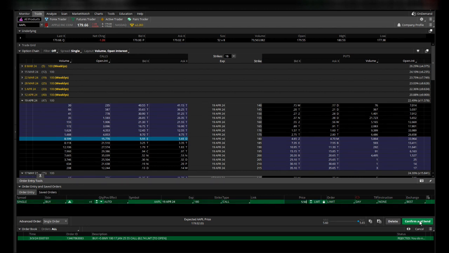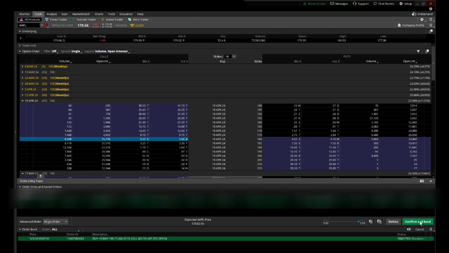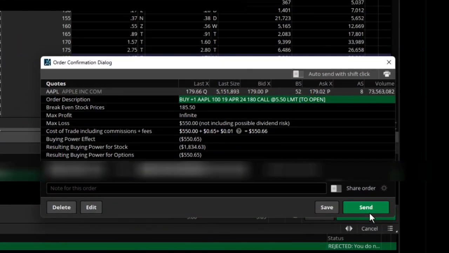Now I check, make sure everything is in order with the option I want to buy: the expiration date, strike price, whether it's a call or put, and even when you want the order to cancel if not filled. If everything checks out, I hit confirm and send. The confirmation will come up showing how much money you can win and how much money you can lose and some other stuff. If everything checks out, you will hit send and you just made an option order. Once you get filled, you will be notified or it will just show up in your positions.